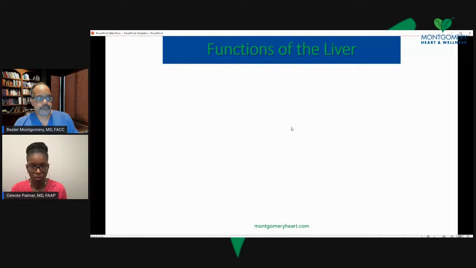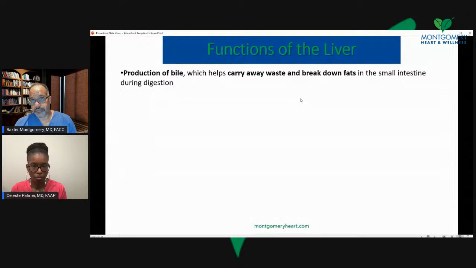So what are the functions? I alluded to that some, I'll get into that. There are many functions of the liver. So this list I'm producing is very incomplete. It produces bile. Bile is responsible for carrying away waste and breaking down fat. So bile is a substance that is important for detoxifying. Carrying away waste is detoxifying.